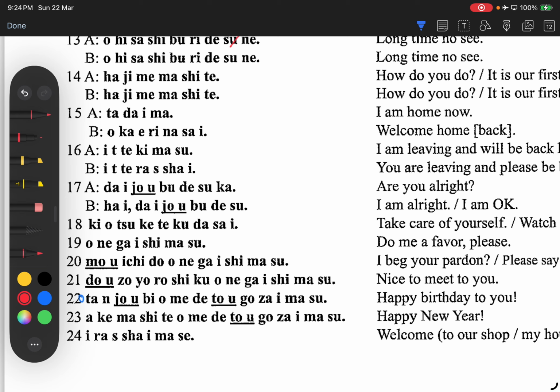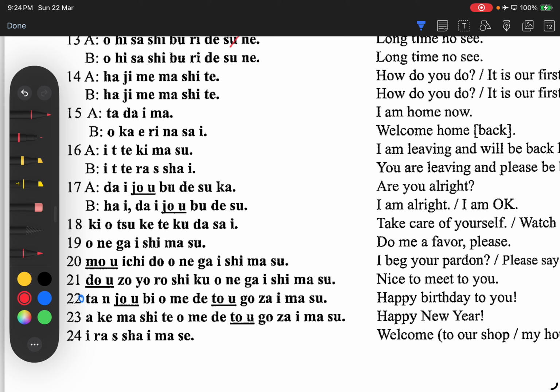Okay, next number 19. お願いします. Alright, so this is basically please. お願いします simply means please. Okay, so right now at this point in time we have learned that there's 3 different please. Right? There's the nasai, but nasai has to be used with other words, so we cannot use it alone. The other one is kudasai.